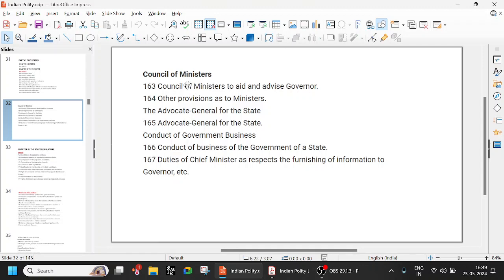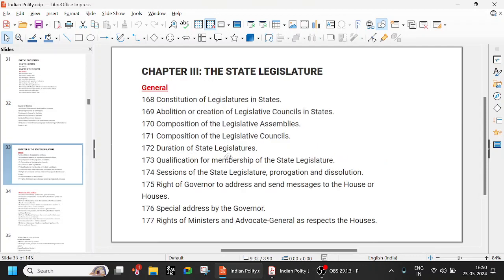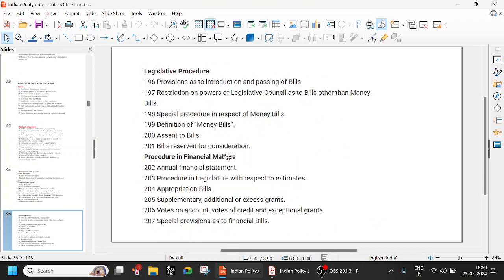163 is basically talking about the Council of Ministers to aid and advise the governor, and 165 the Advocate General. Next, 200 is also frequently asked. 200 is assent to bills. This is also frequently asked. And 199 is the definition of money bills. This is with regard to the state government.